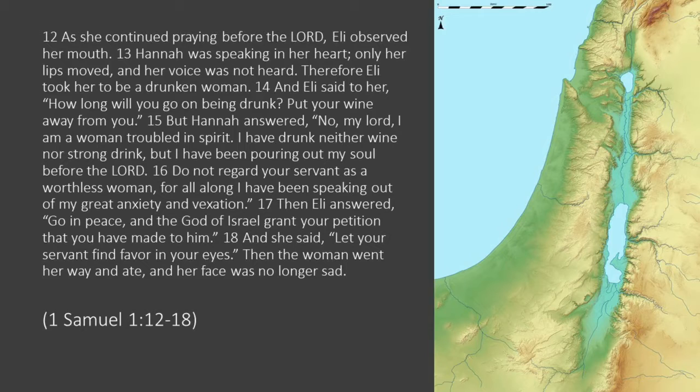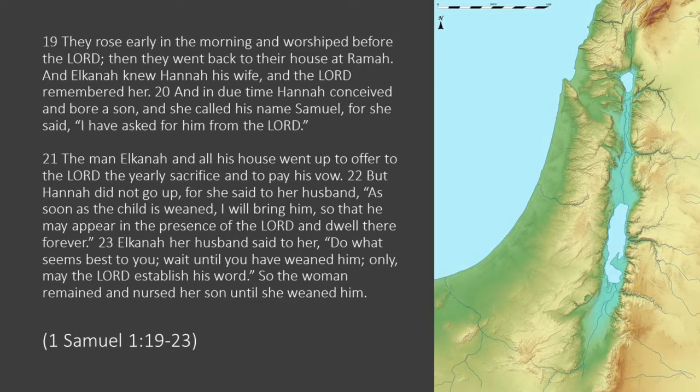Then the woman went her way and ate, and her face was no longer sad. They rose early in the morning and worshipped before the Lord. Then they went back to their house at Ramah. And Elkanah knew Hannah his wife, and the Lord remembered her. And in due time Hannah conceived and bore a son, and she called his name Samuel, for she said, "I have asked for him from the Lord."